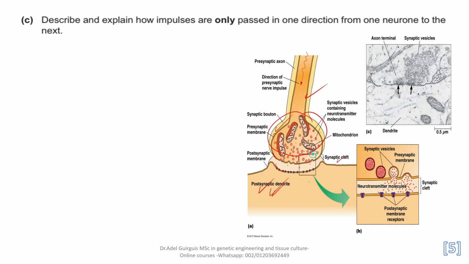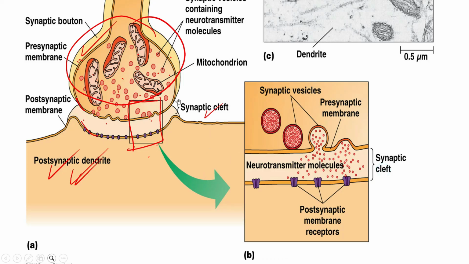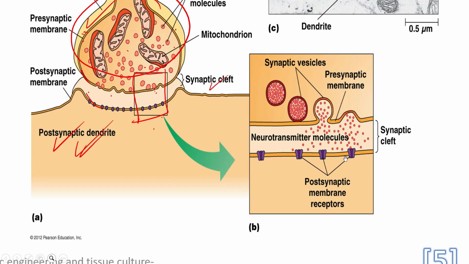Okay, we will take this box only and magnify it. Look, these vesicles contain neurotransmitter molecules. The vesicle moves and fuses with the presynaptic membrane and undergoes exocytosis to release its content of neurotransmitter molecules into this gap by diffusion, to reach receptors in the postsynaptic membrane. It allows the passage of the nerve impulse in the next neuron.